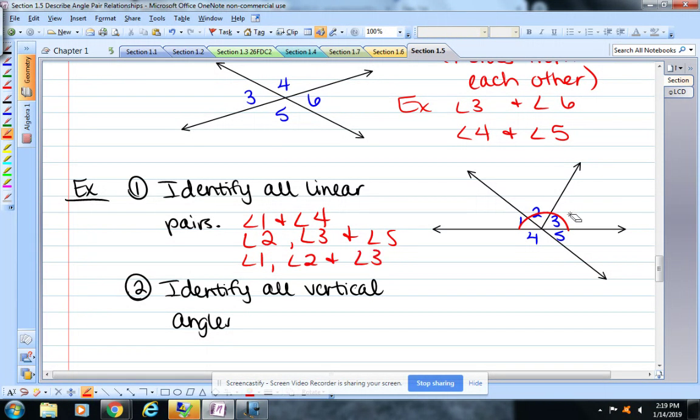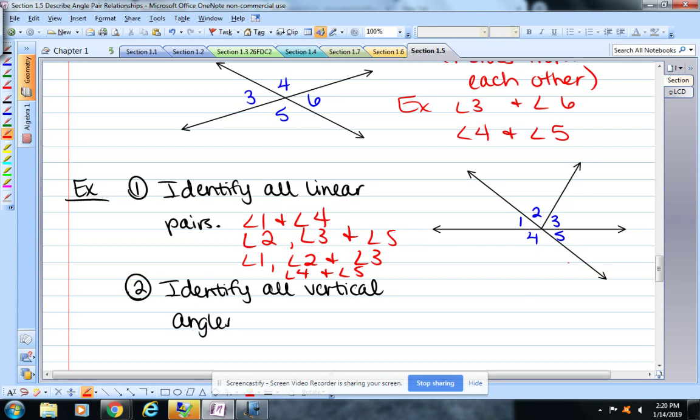Do any more sets of angles make a straight line? 4 and 5? Yeah, very good. I'm out of room. Anything else? I think y'all got them all. All right, the next one says all vertical angles. All right, let me get us started here.